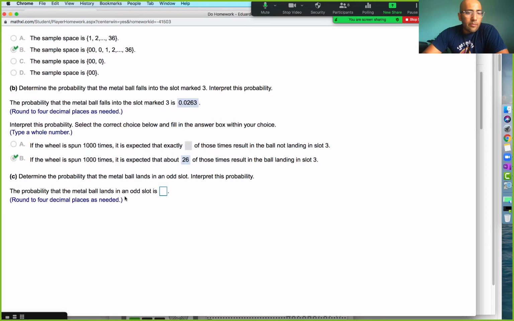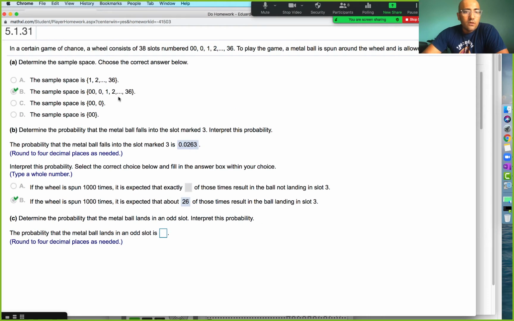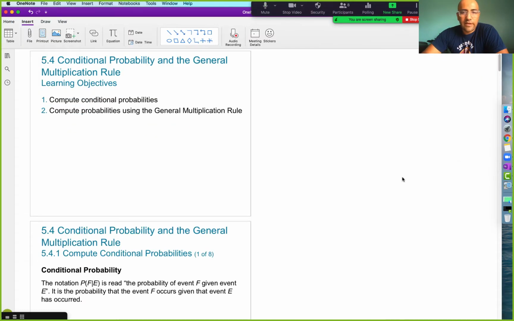Determine the probability that the metaball lands in an odd slot. Okay, an odd slot. So we have 0, 0, 0, and then 1, 2, 3, 4, 5, 6, 7, 8, 9, 10, right? All of those guys. So let's write them down.